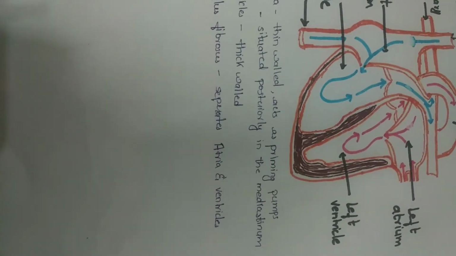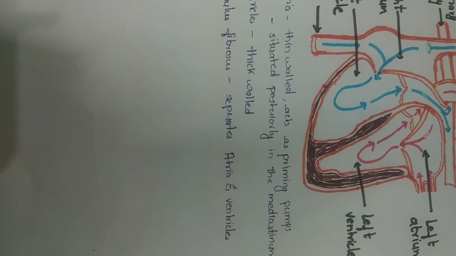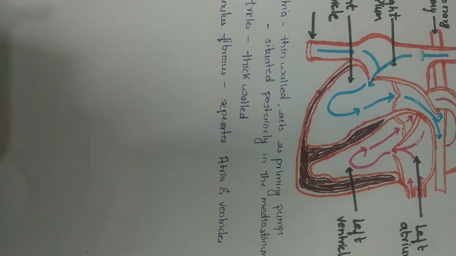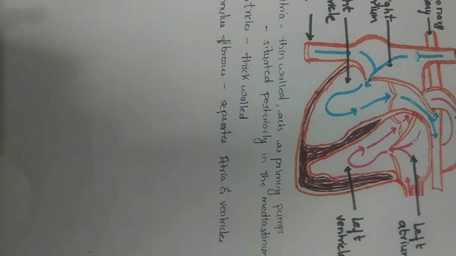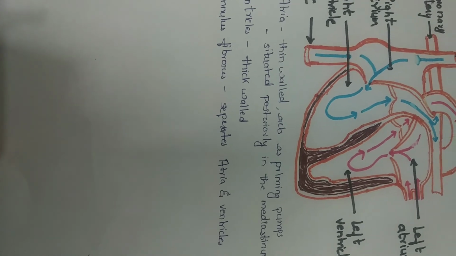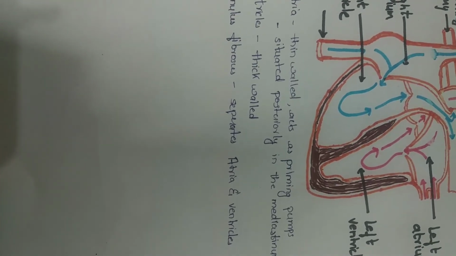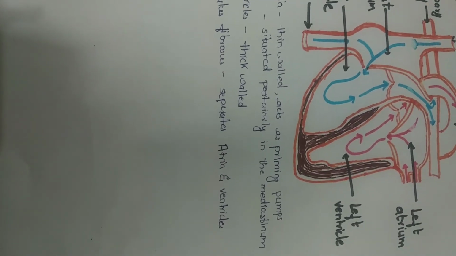This is the left ventricle, and this is the right side. You have to imagine it in 3D. The heart is a three-dimensional structure, so the right ventricle is to the right side of the left ventricle, and it is anterior to the left ventricle.